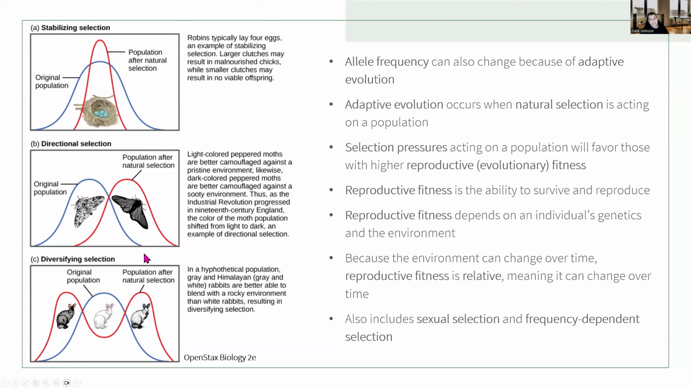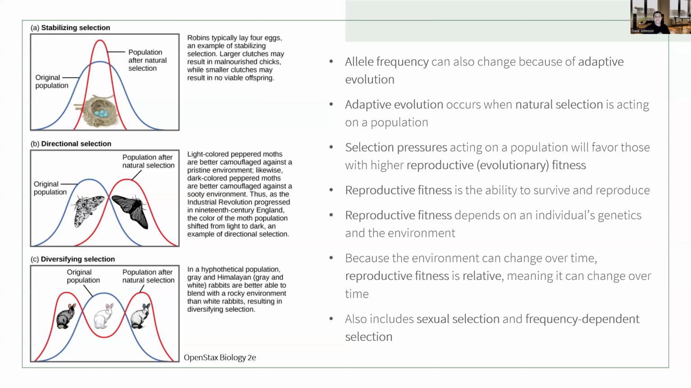And then we have diversifying selection. In diversifying selection, both phenotypic extremes are favored over the original. So, for example, here in this hypothetical population, gray rabbits are better able to blend in, or what we would call the Himalayan phenotype. They're better able to blend in with rocky environments than either of the middle, which is albino. White rabbits stick out very heavily, whereas either one of these is a better situation. I have a video on modes of selection. I would go back and watch that if you want more of an explanation.